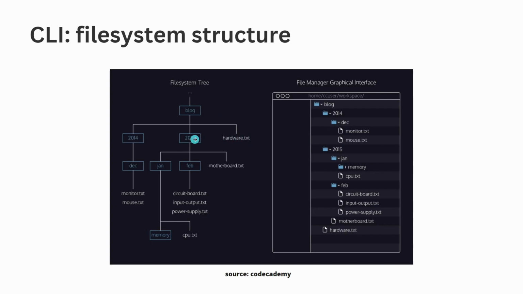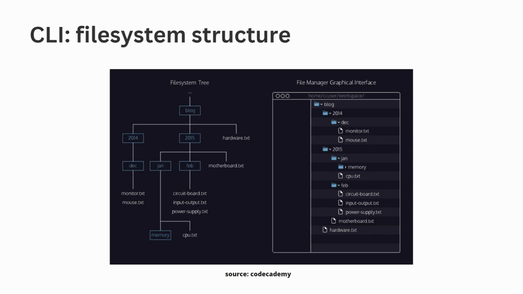Here we have hardware, 2015 and 2014. 2015 has 3 children: January, February, and motherboard. And 2014 has 1. It's important for us to understand the file system in our machines. That will make it easy for us to use the command line in the future.